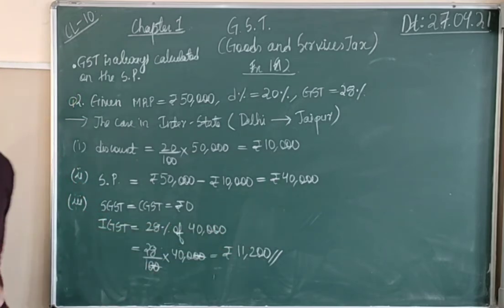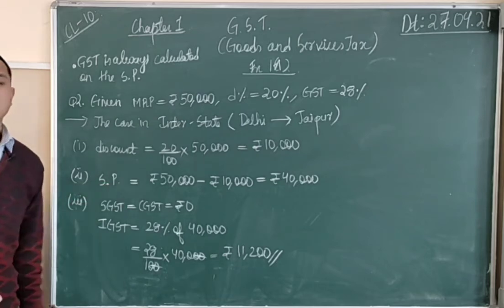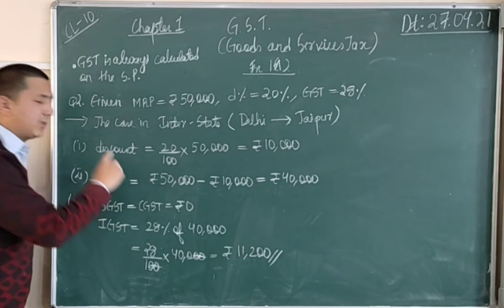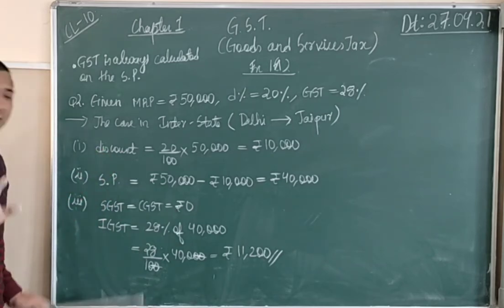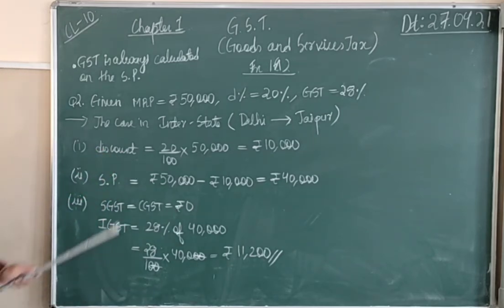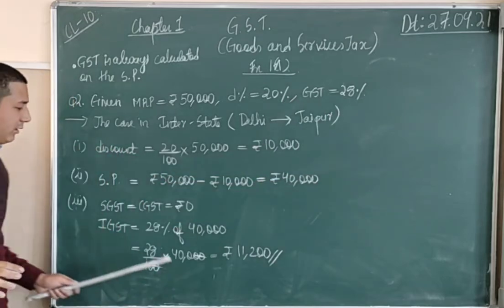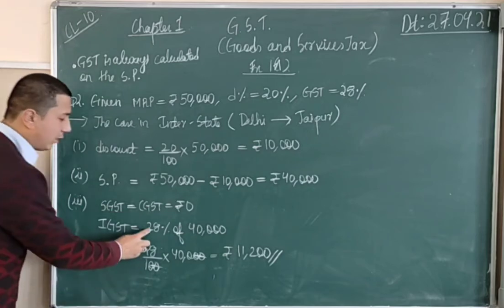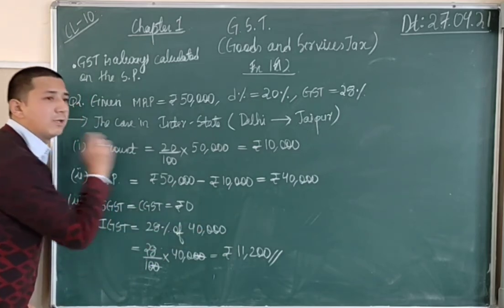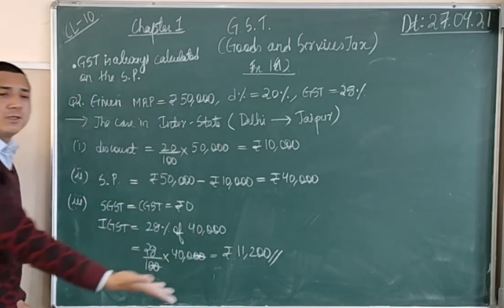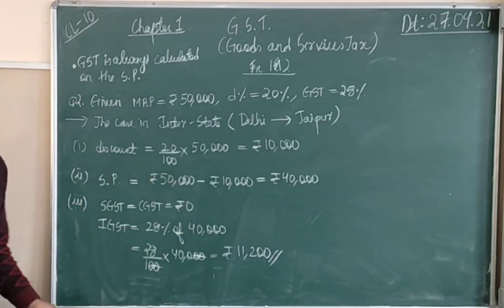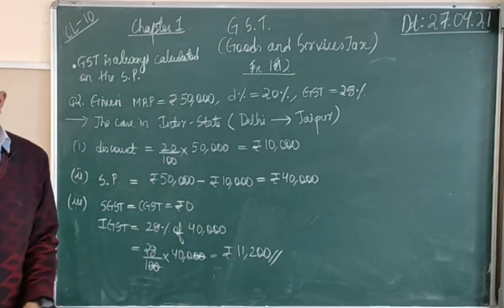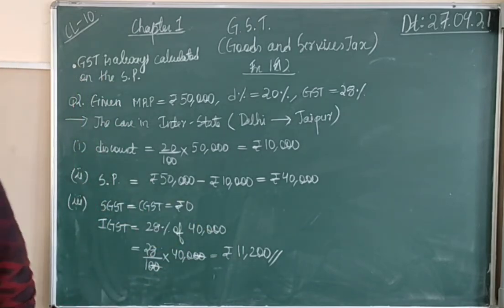Am I clear? Since the case is interstate, there won't be CGST and SGST. So CGST, SGST, 0. But there will be IGST. IGST, since it is 28, it remains as 28. So 28% of what? 28% of the selling price. So 28% of 40,000 means 28 by 100 into 40,000. Make the cancellation, you will be getting 11,200. So this is the extra money that we are paying. Am I clear?